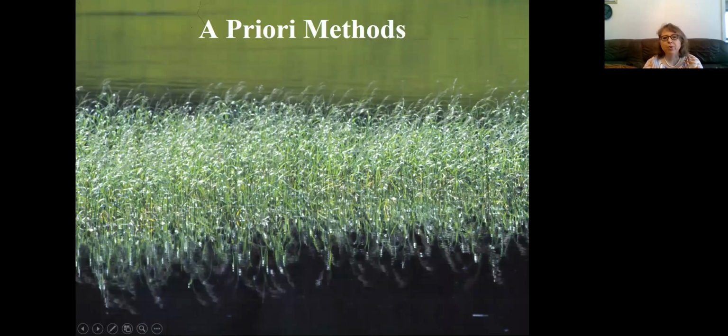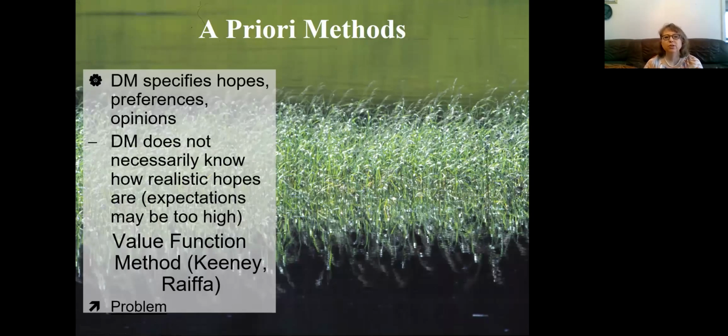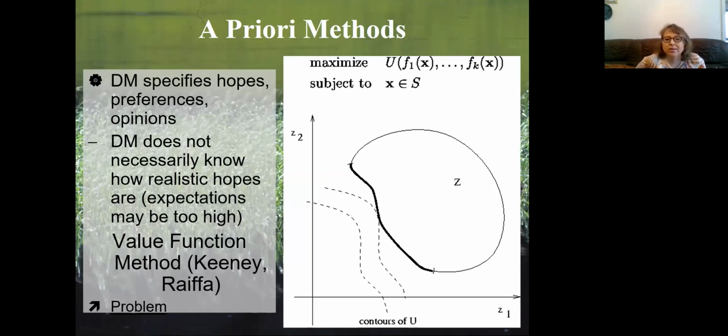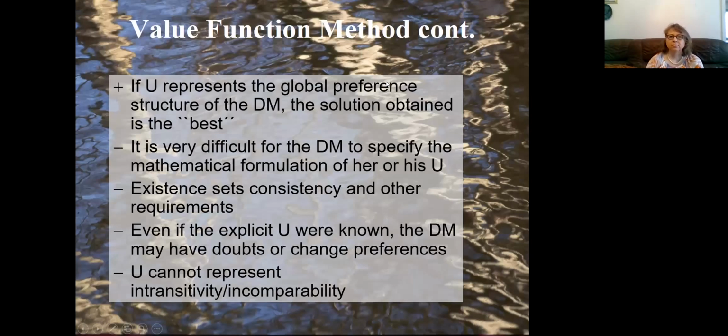In the a priori type of methods, the idea was that the decision maker provides hopes and expectations first, and then we find a solution that meets them best. The value function method is a simple one, assuming that we have this value function. As said, we just optimize it, and then that's the solution. The tricky thing is how to get this function. But if we have this function, then it represents the global preference structure of the decision maker, and we know what is best. But how to get there, that we would have this function formulated, that's the problem.